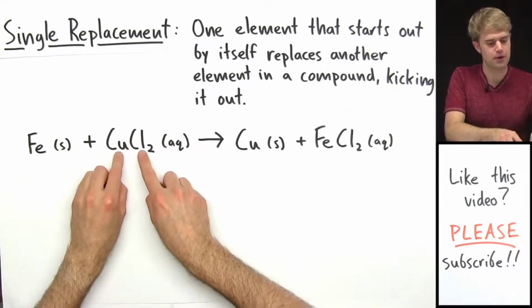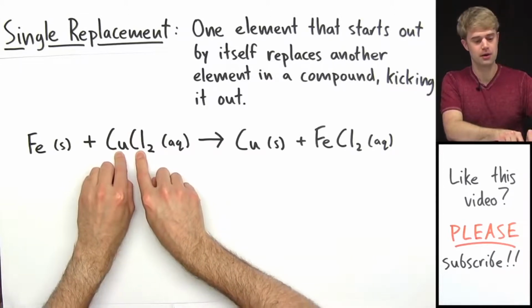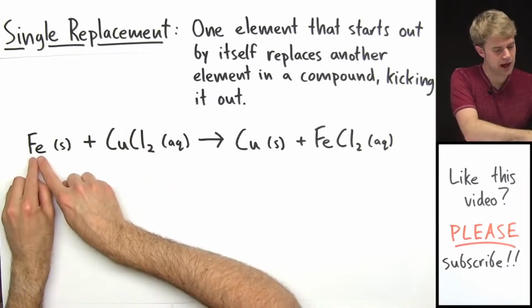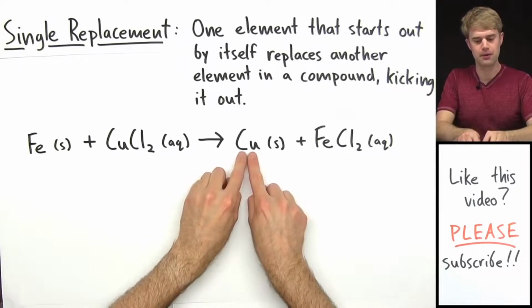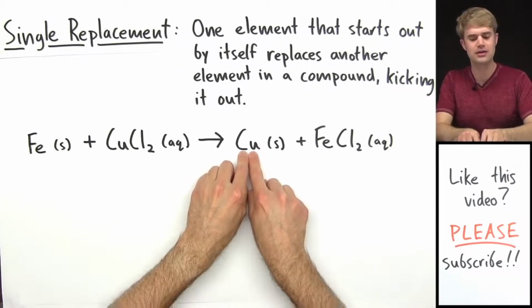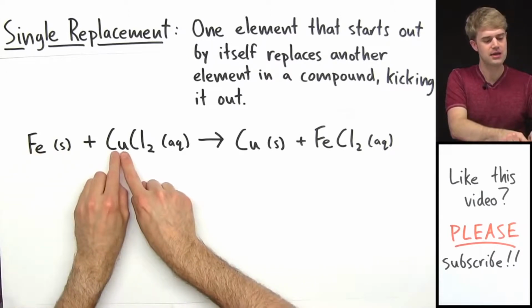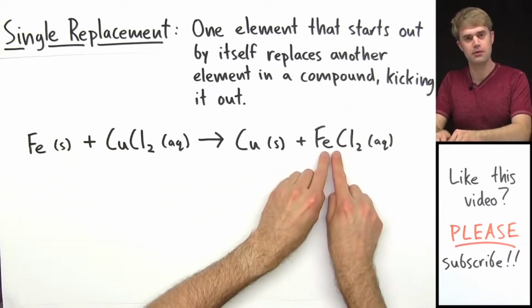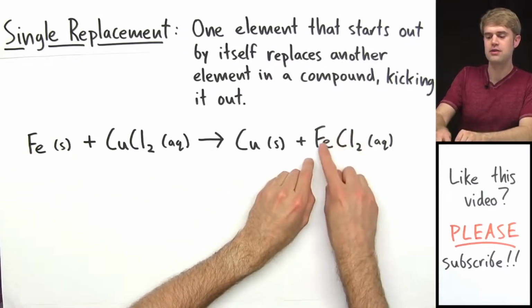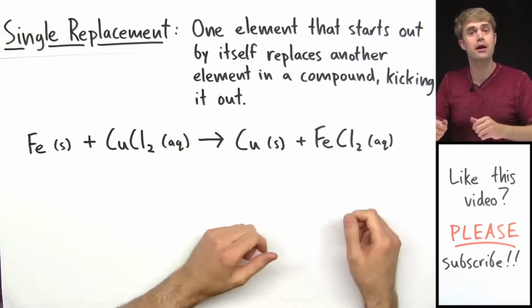Okay, so copper and chloride are paired up here. But what happens is iron kicks out the copper, the Cu. So the Cu ends up by itself, and the Fe, the iron, takes the place of that copper. So now the iron and the Cl are now paired up.